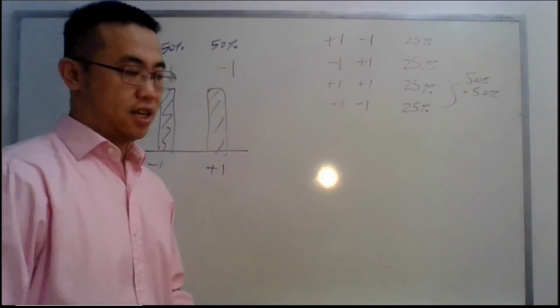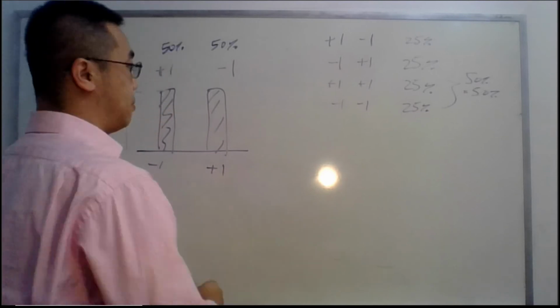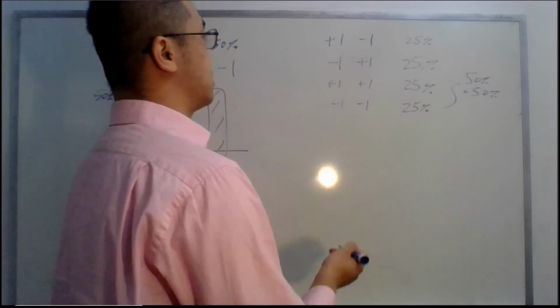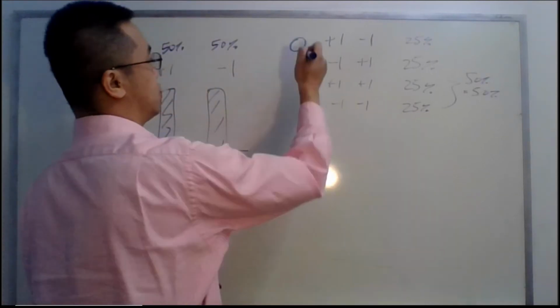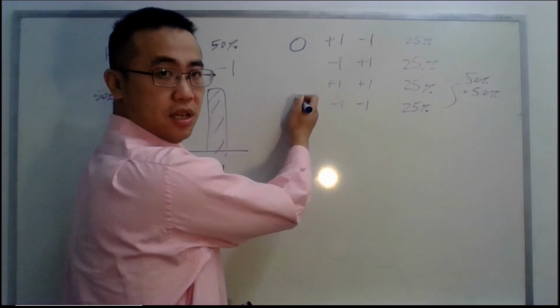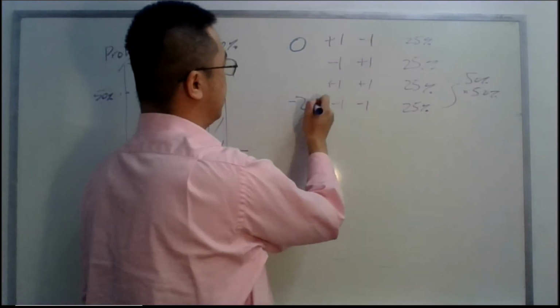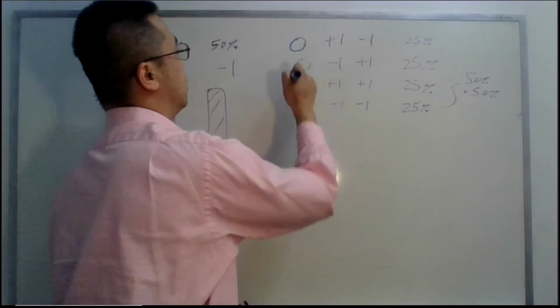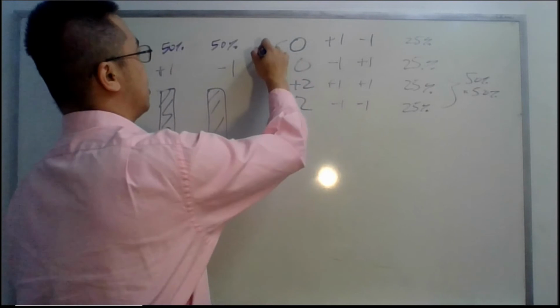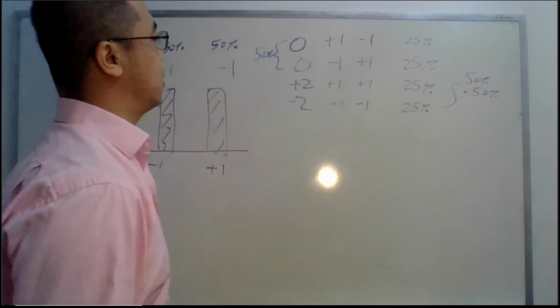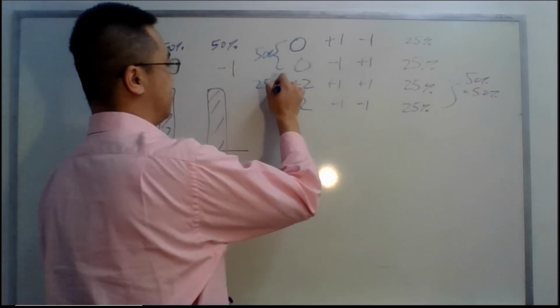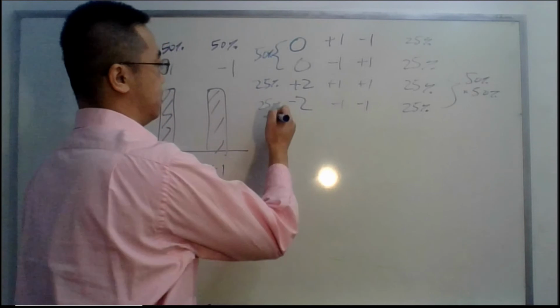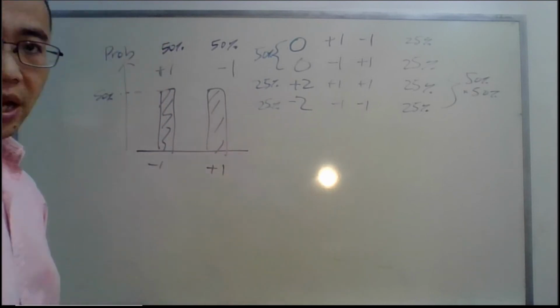And if that's the case, then you would end up with 3 possible outcomes. So this is 0, this is -2, this is +2, and this is 0. So you will get a 50% chance of getting a 0, 25% of a -2, and 25% of a +2. All right, so no doubt with that.